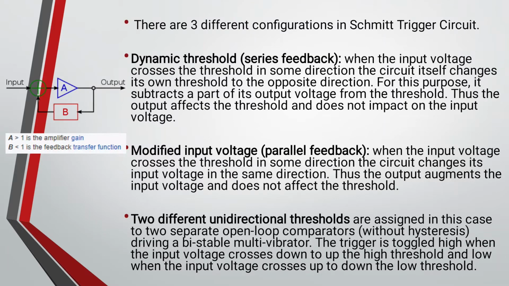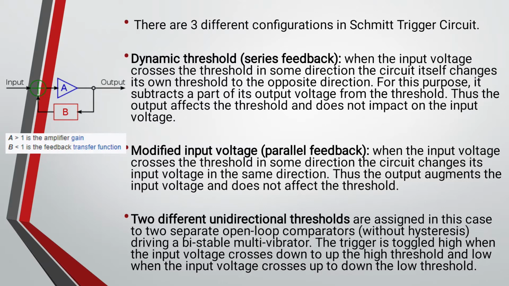There are three different configurations in Schmidt trigger circuit. Dynamic threshold, series feedback: when the input voltage crosses the threshold in some direction, the circuit itself changes its own threshold to the opposite direction. For this purpose, it subtracts a part of its output voltage from the threshold. Thus, the output affects the threshold and does not impact the input voltage.